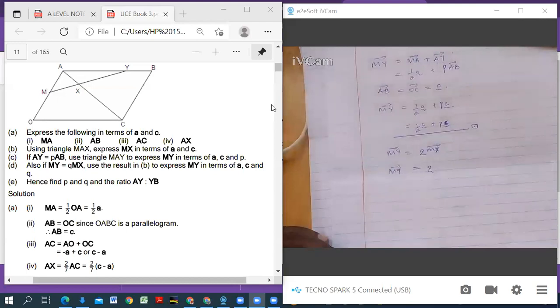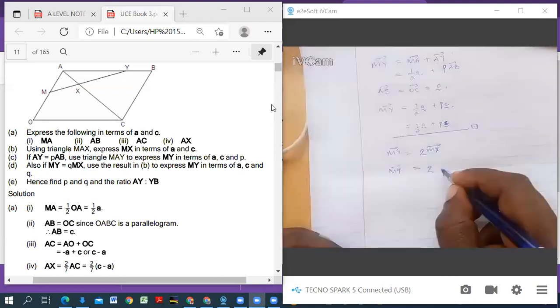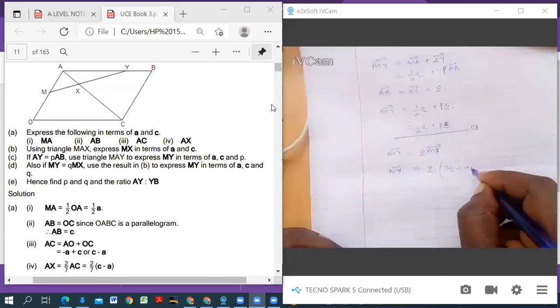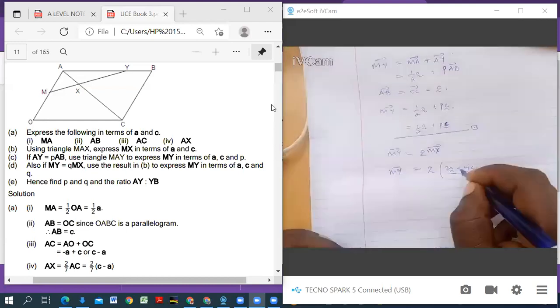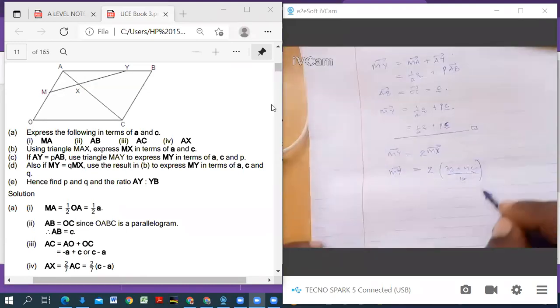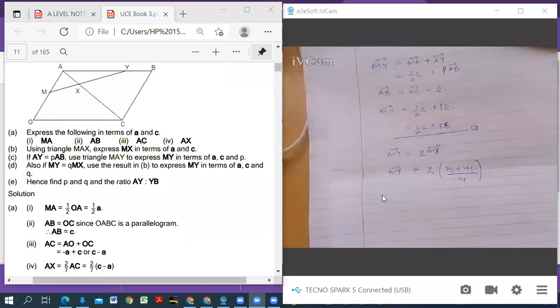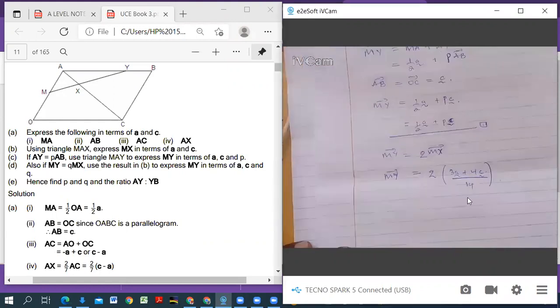It's 3A plus 4C divided by 14. 3A plus 4C divided by what? 14. Divide by 14. Okay, that's correct. So that was the answer.